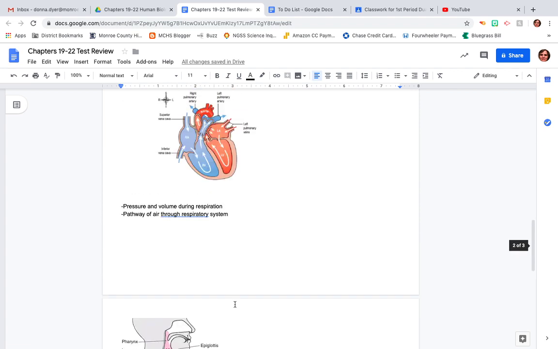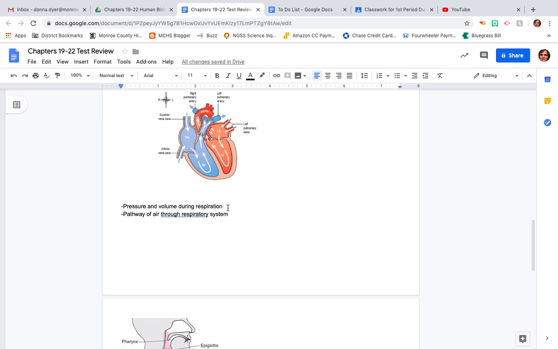The other thing we need to know about the respiratory system is pressure and volume and how they are involved during respiration. Remember, when you inhale, your intercostal muscles and diaphragm contract. This expands your lungs and your chest cavity, which basically means we have an increased volume. Increased volume means decreased pressure, and that decreased pressure compared to the higher pressure outside kind of pulls air into the lungs.